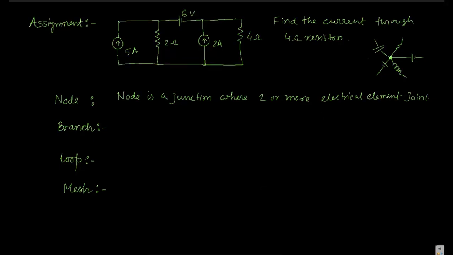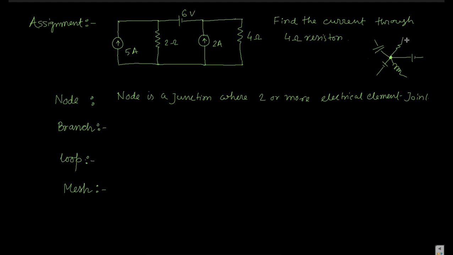What is the branch? An element or number of elements connected between two nodes constitutes a branch. If we take an example in the next class, if we give a complicated circuit, then you can easily work with these terms. You should remember these four terms for covering the entire syllabus.